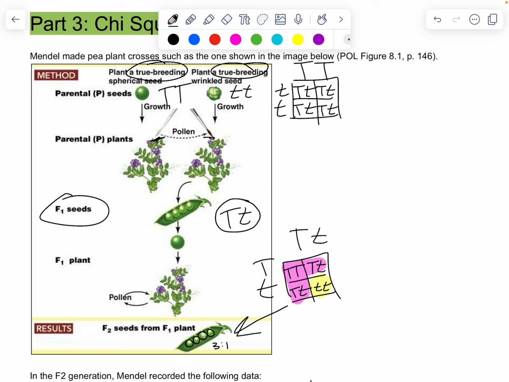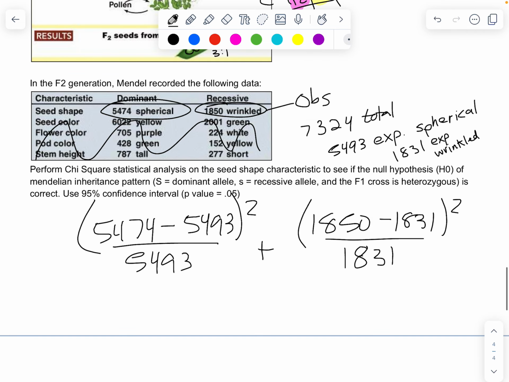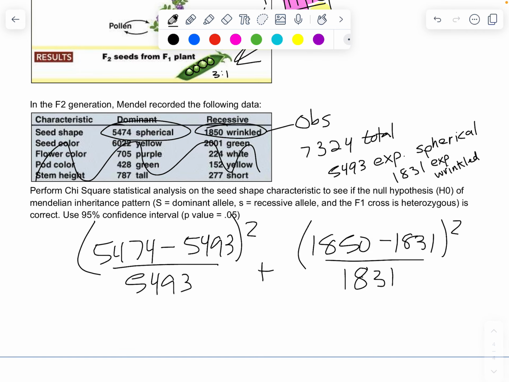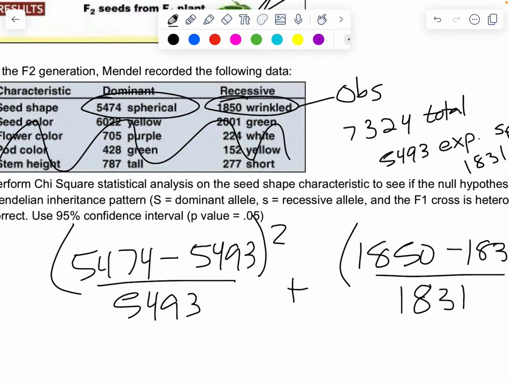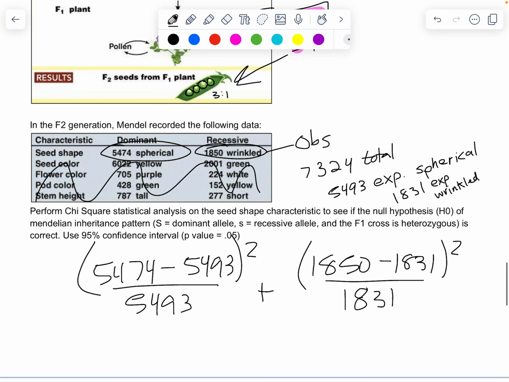So anyway, it can be a useful technique for confirming or validating whether or not results are close enough to what's expected. And of course, there's the eyeball test: these numbers look really close, so I would expect that we would not reject the null hypothesis here.